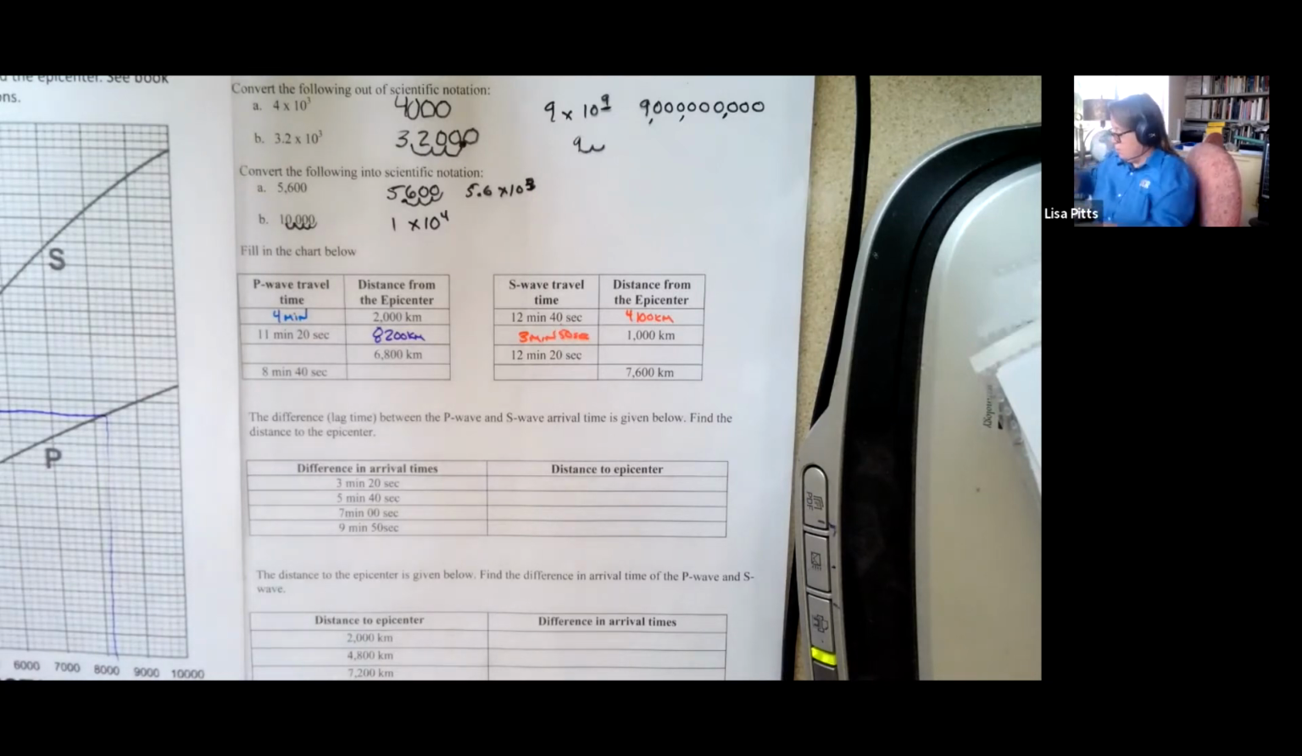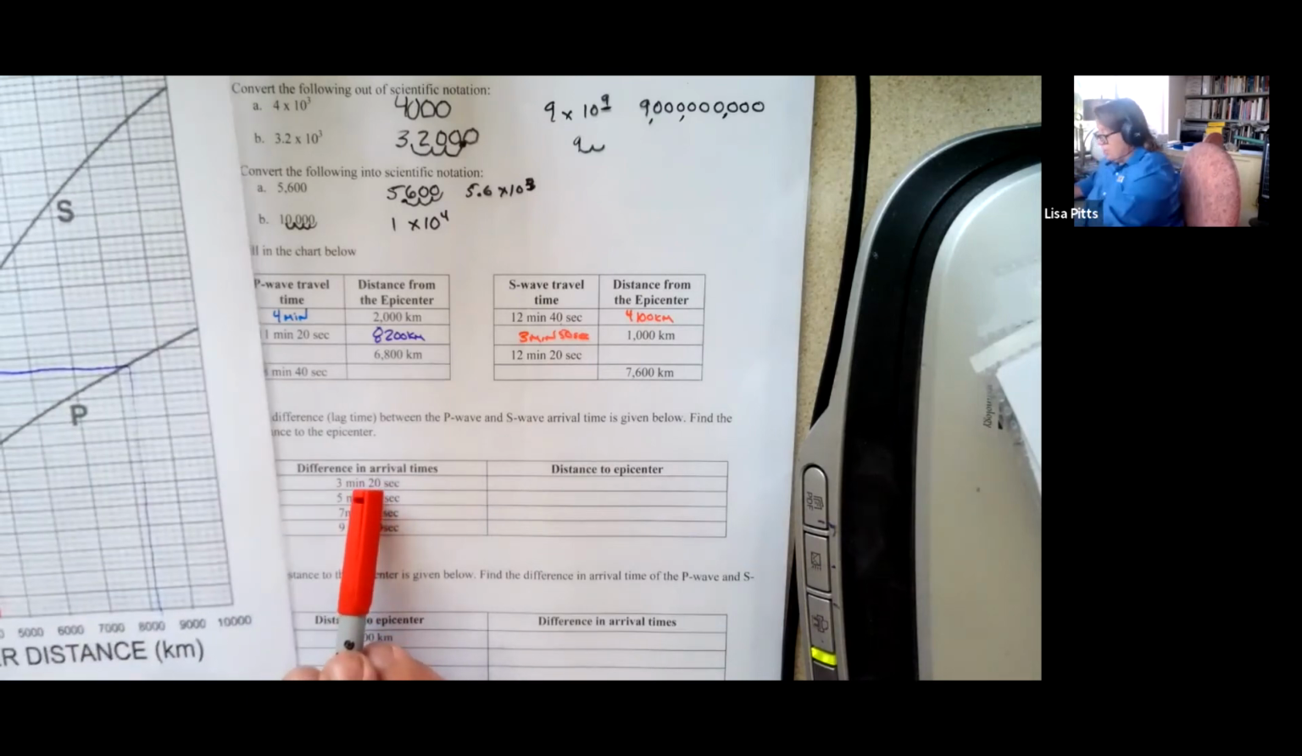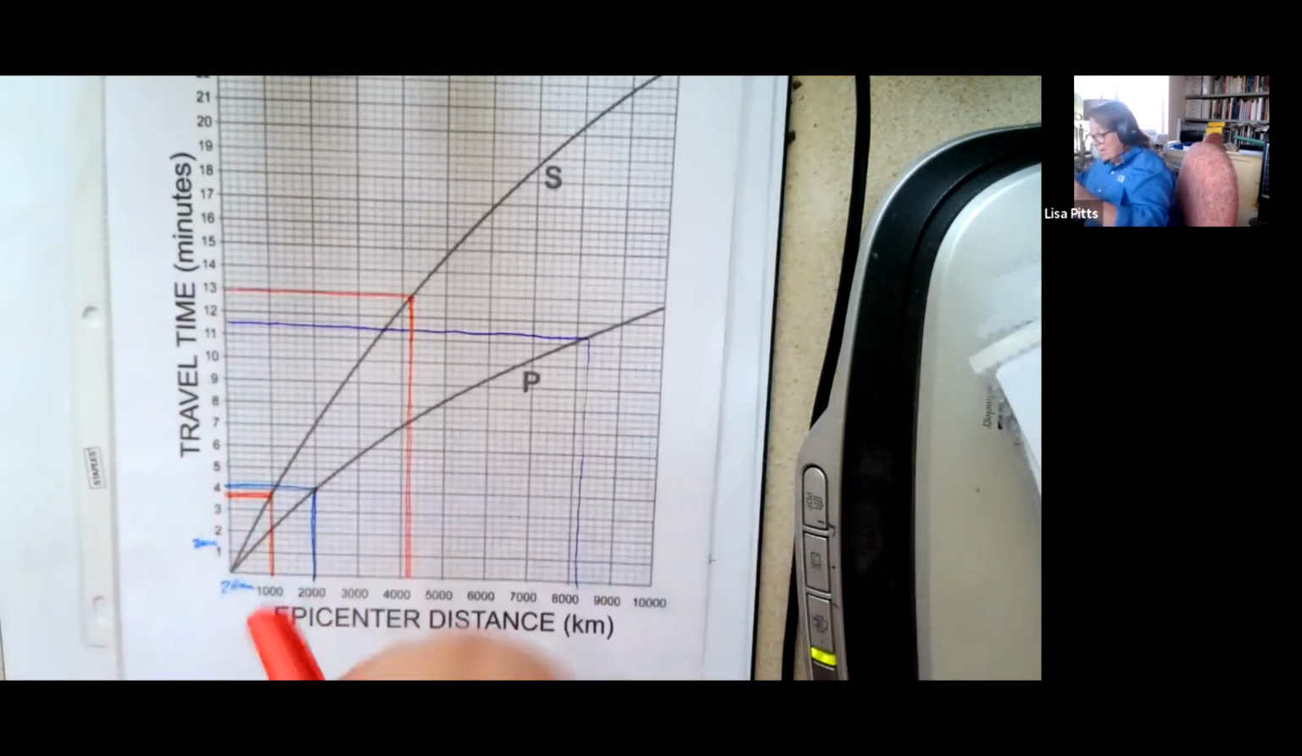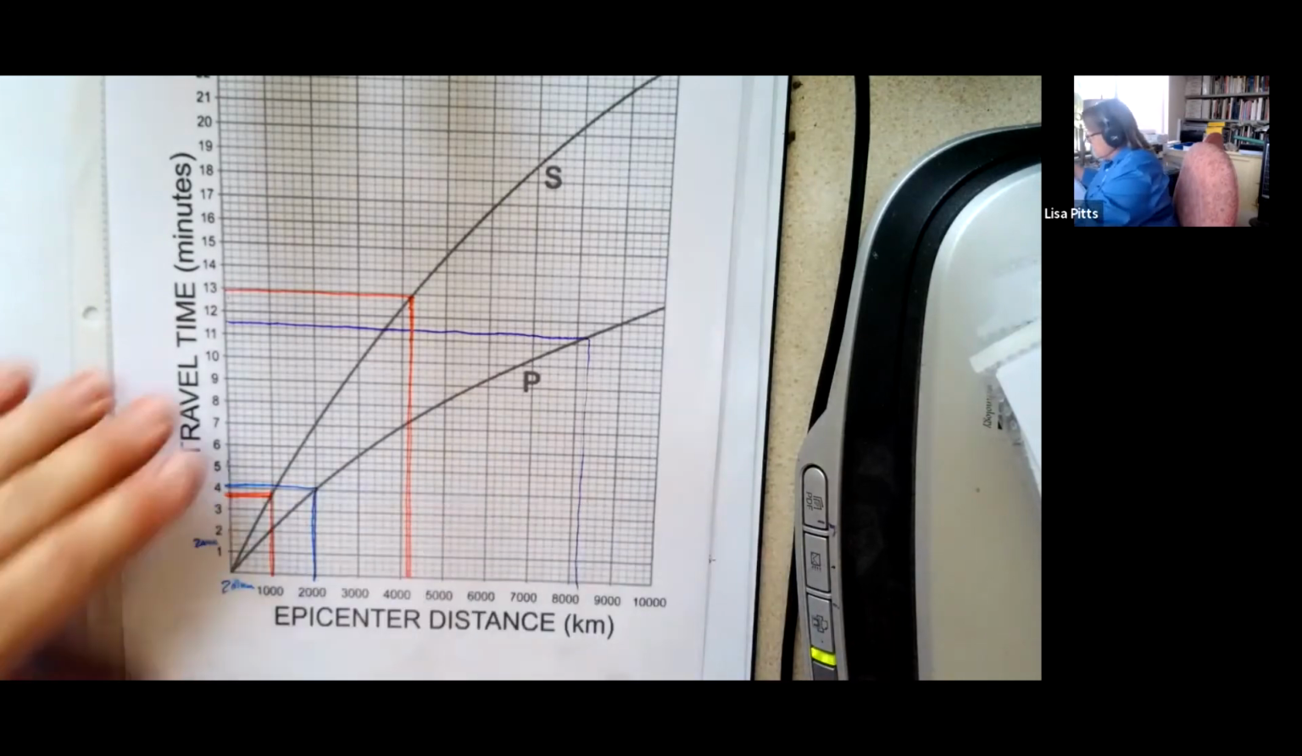All right, so now we're going to talk about the difference in arrival time. First we have to use our travel time in minutes and find how long of a segment we're looking for. I'm just going to use the side of my little piece of paper here, and it says 3 minutes and 20 seconds. So I'm going to find 3 minutes and 20 seconds. That's this spot right here.